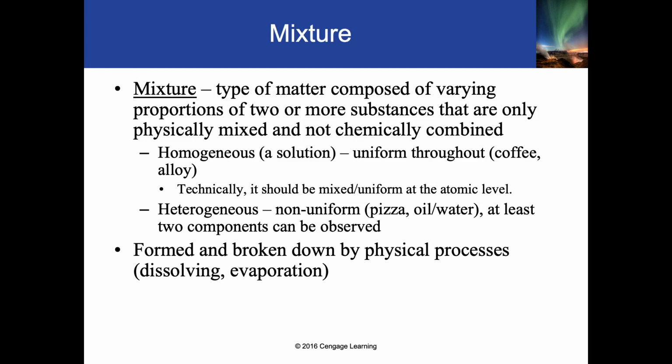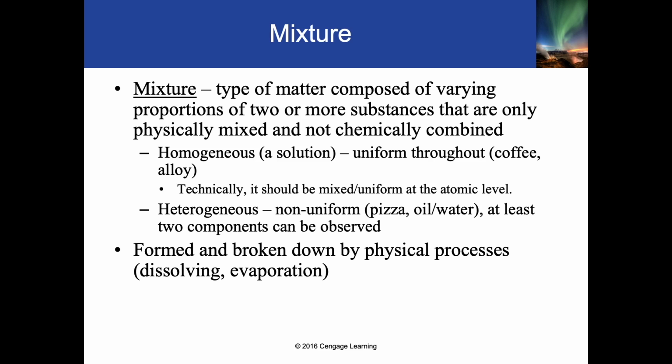And then we have the heterogeneous mixtures, right? Those are non-uniform mixtures, like pizza. I'm not even really sure why they put pizza in there, but pizza. But more specifically, things like oil and water, those are non-homogeneous, right? At least two components can be observed in a heterogeneous mixture. They're formed and broken down by a physical process only, which is dissolving or evaporation.